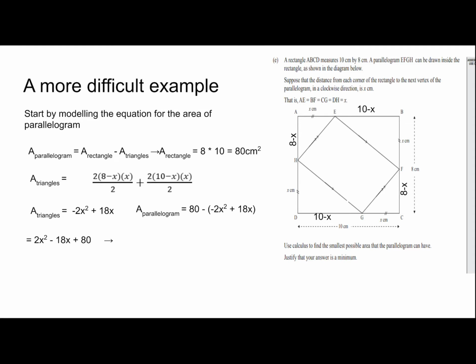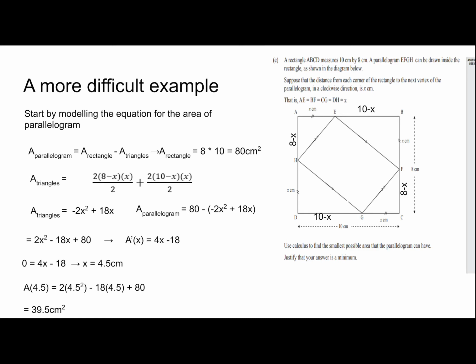And now we're going to differentiate, and because we want to find the minimum, find the turning points. So A dash of x is 4x minus 18. Make the gradient equal to 0. You should find that x equals 4.5 centimeters. Our next step is to substitute 4.5 back into the original area equation to find the minimum area, and that is 39.5 centimeters squared.